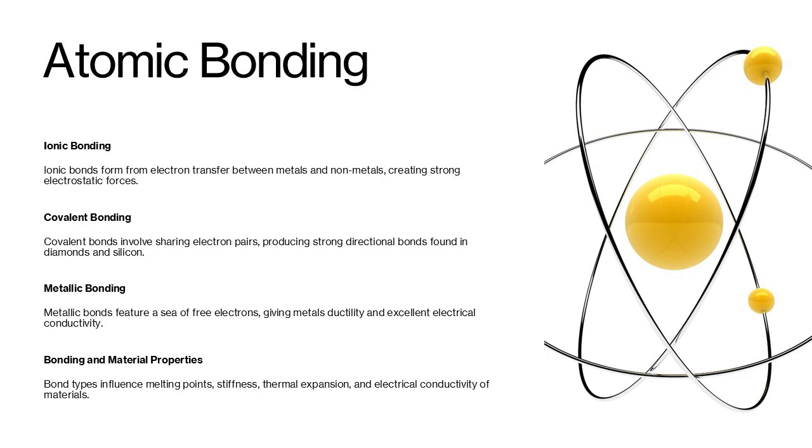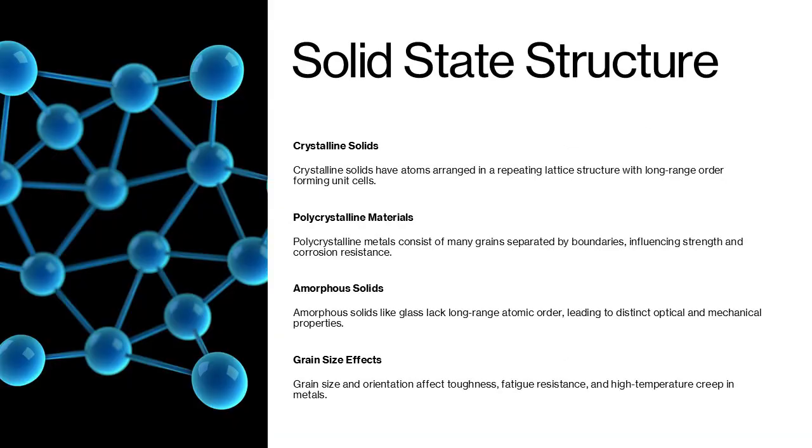The strength and nature of these bonds influence melting points, stiffness, thermal expansion, and electrical properties. For example, materials with strong covalent bonds often exhibit high hardness and low thermal expansion, while metallic bonds allow for plastic deformation and excellent electrical conductivity. Understanding these bonding mechanisms is crucial because they form the basis for interpreting why materials behave differently under mechanical, thermal, and electrical conditions. Solid-state structure refers to the arrangement of atoms in a solid material.